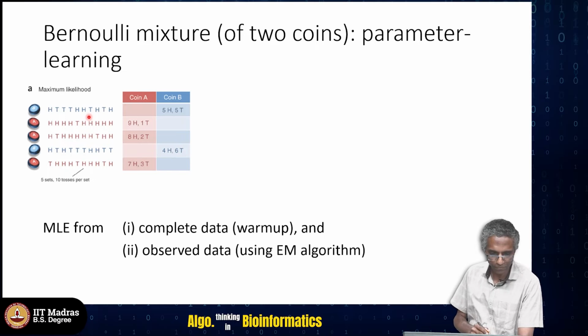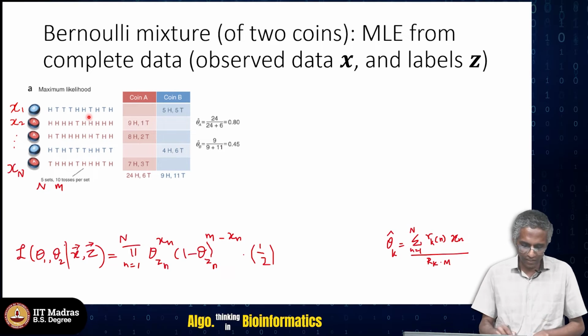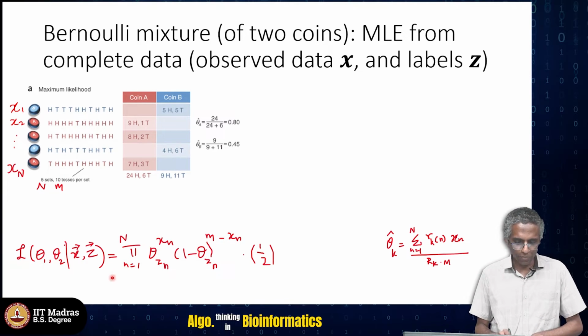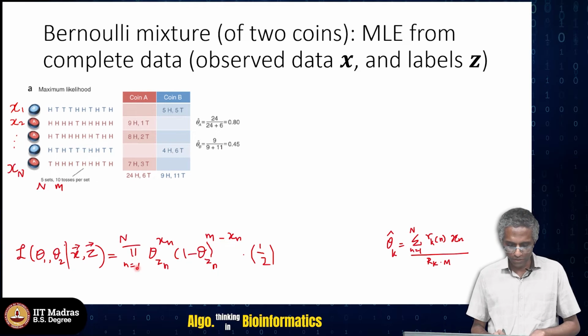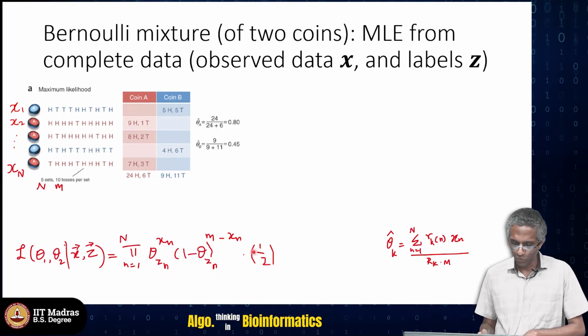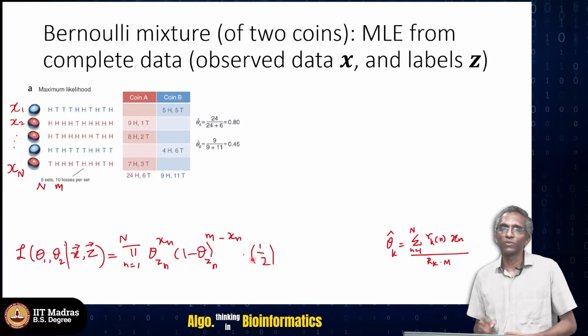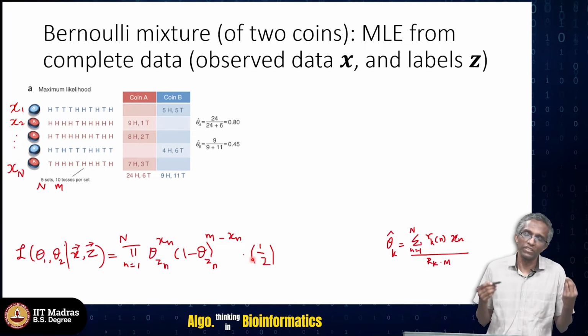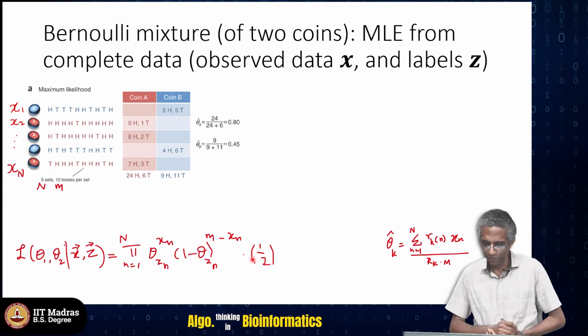Okay. When you have complete data, then the likelihood is simply this probability of observing the set of data points, right. So, you have all the data points n equal to 1 to n, and then you have theta zn to the xn and 1 minus theta zn to the m minus xn for the heads and the tails, right. And this 1/2 probability is for choosing that particular coin, either coin A or coin B. We just assume pi 1 equal to pi 2 equal to half, right.